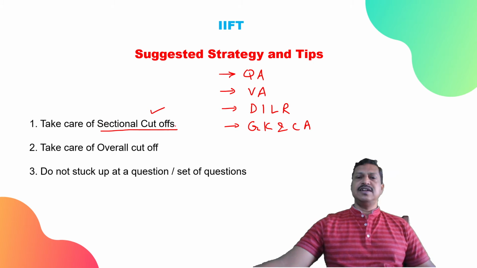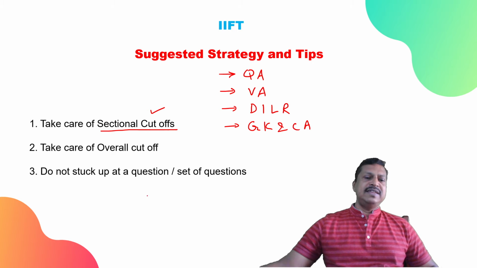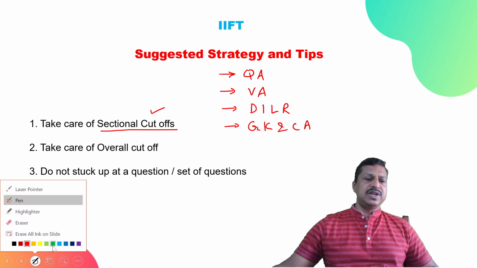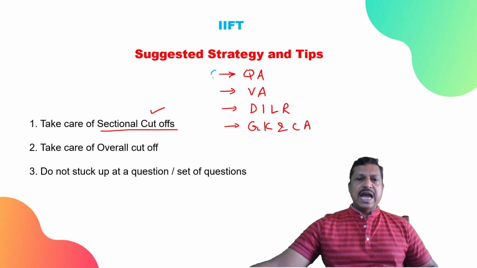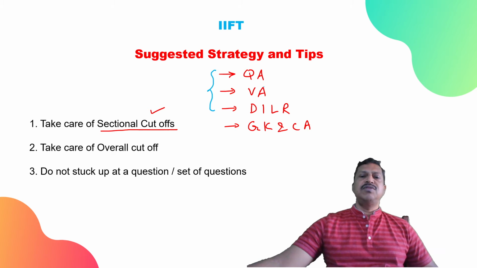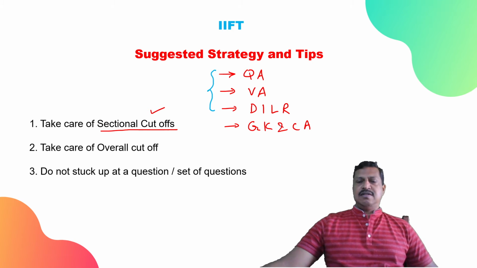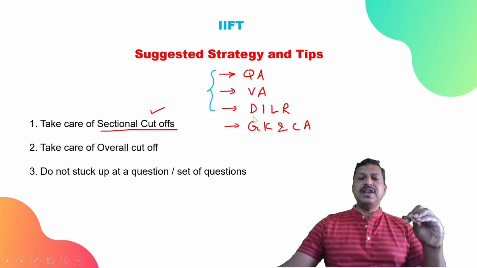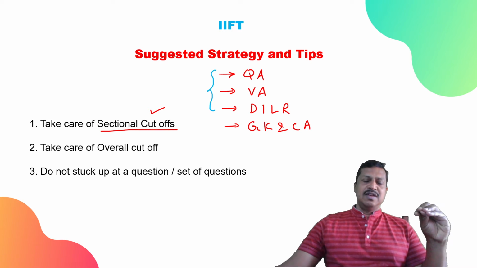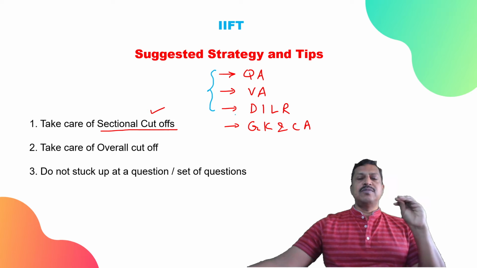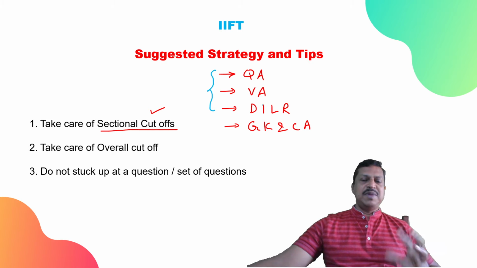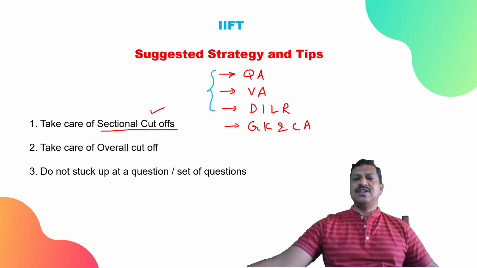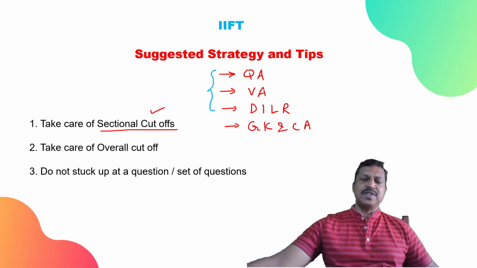How do you do that? Kaise karenge wo? Right. Now, my suggestion is, among these three sections, QA, VA, and DILR, right? Out of these sections, wherever you are strong, you start from that section and try to solve 9 to 10 questions, right? There may be some error, so I'm taking 9 to 10 questions. You solve it, right?